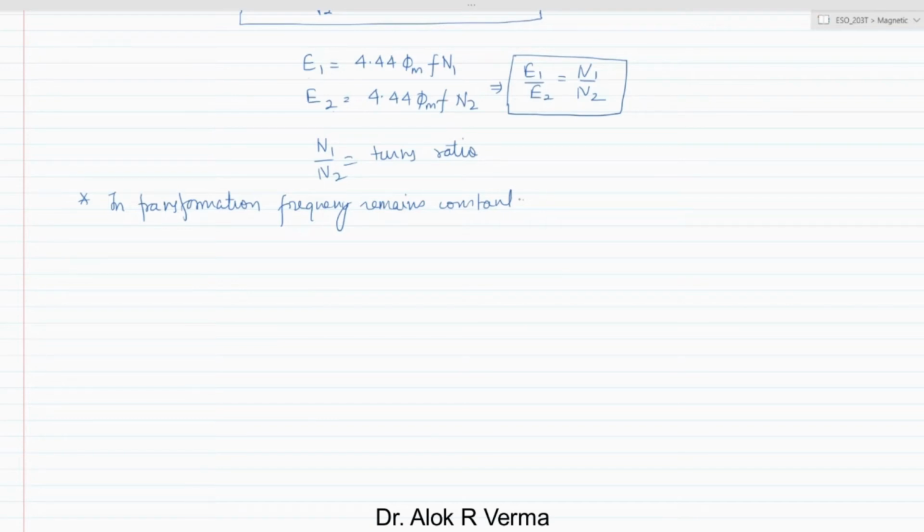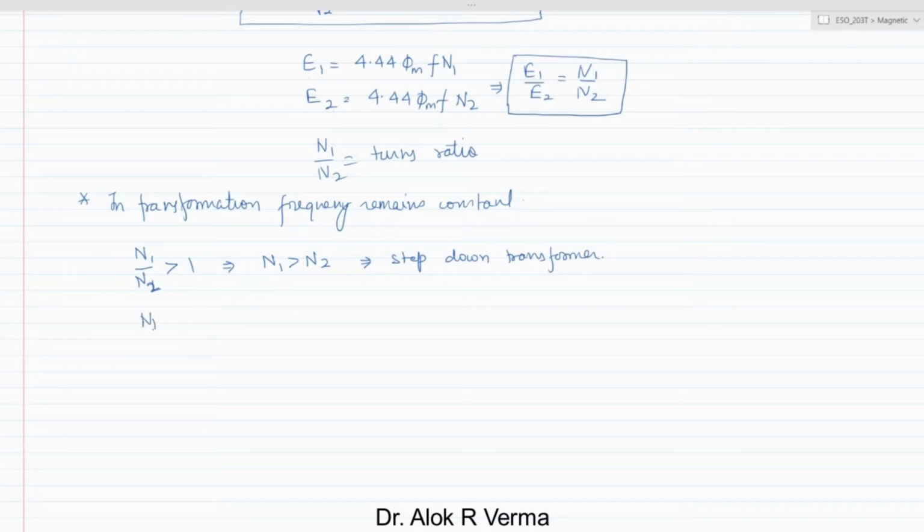Now, if we look at the turns ratio, just for an idea, if N1 by N2 is greater than 1, it means N1 is greater than N2, so the turns on the secondary side are less. This is termed a step down transformer, so it is basically reducing the voltage at the secondary side.